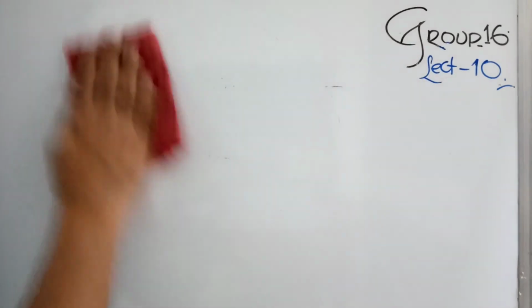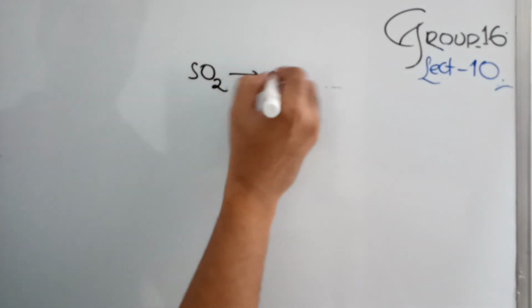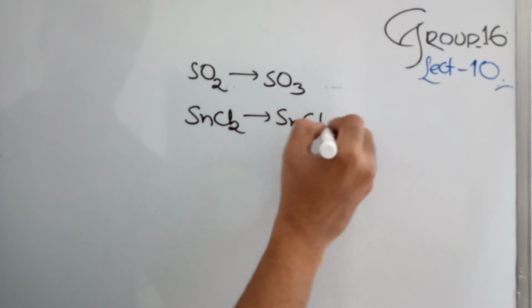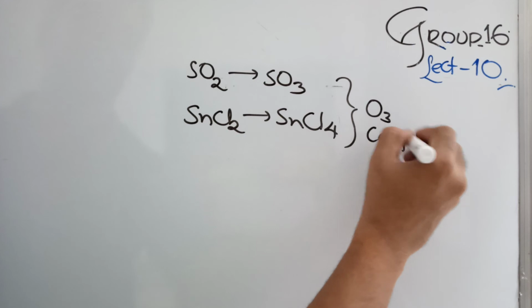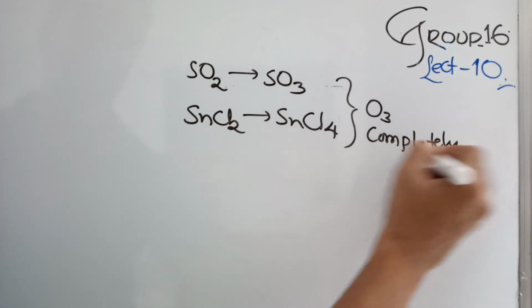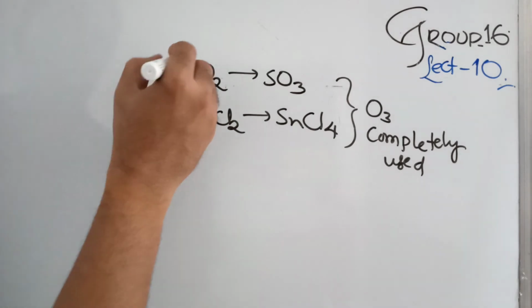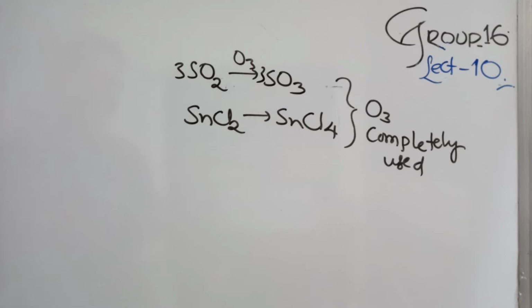SO2 is oxidized to SO3. SnCl2 is oxidized to SnCl4. The specialty of this is that ozone is completely utilized here. In these reactions, you don't get oxygen. In all the remaining reactions, you will be getting oxygen, but in these reactions, you won't get oxygen. For example, 3SO2 plus O3 gives 3SO3. So you are not getting any O2 here. Okay, that is very special in these two cases.